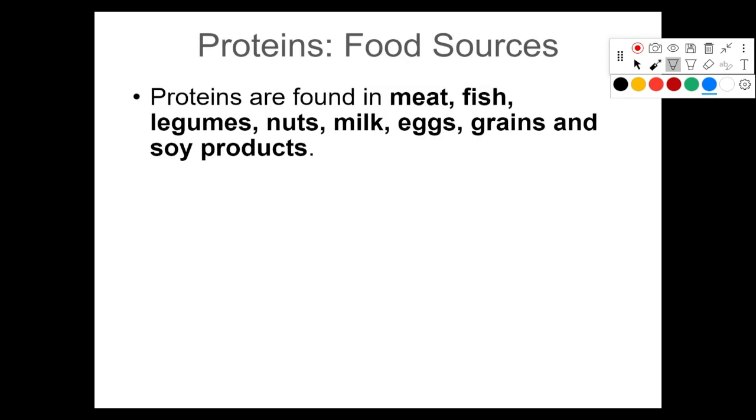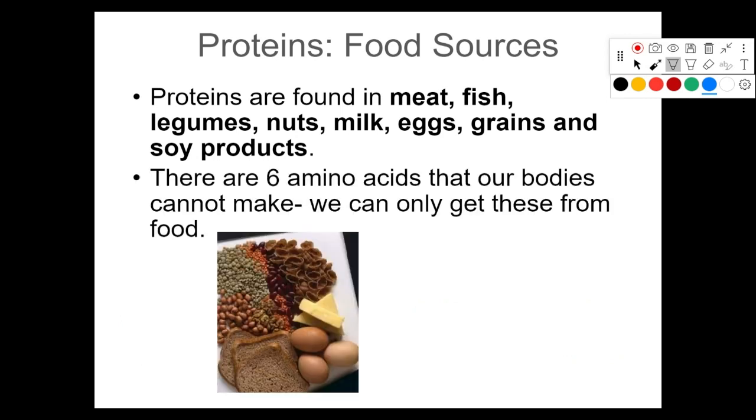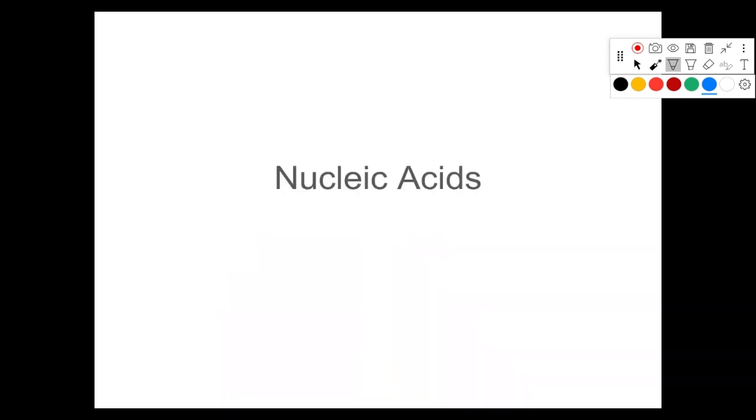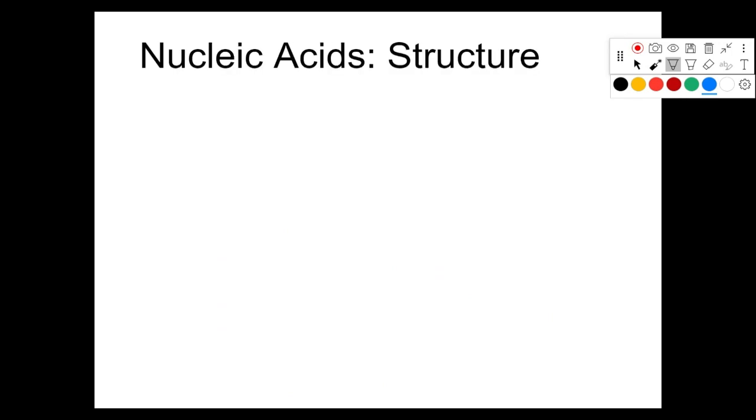And so you find proteins in meat, fish, legumes, nuts, grains, soy products. There are 6 amino acids that our bodies cannot make. We can only get these from food, right? So proteins are very, very important for your body. And you see some of these things are the same as lipids, right? Because lipids, meats, some of these fruits and vegetables contain fats and proteins at the same time. Remember, y'all, all these things have cells too, like us, and a lot of their cells are very similar to our cells. Now you have the nucleic acids.